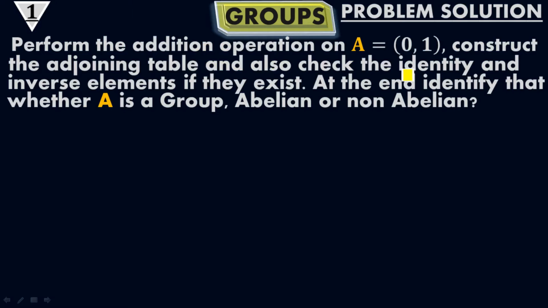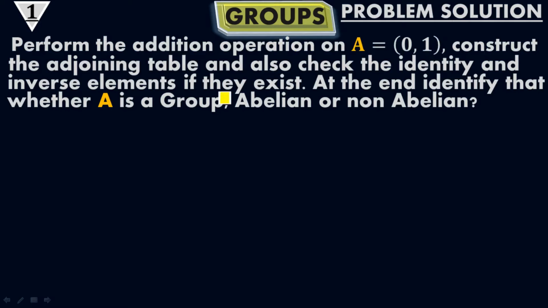Look, a non-empty set which is A has been given. A is a non-empty set because it has two elements, 0 and 1. It is a non-empty set. With what kind of binary operation? With the addition binary operation. So we will perform the addition binary operation on this non-empty set A.